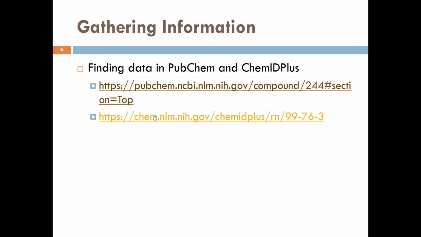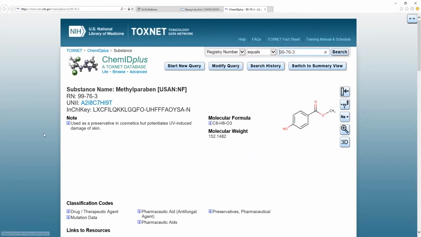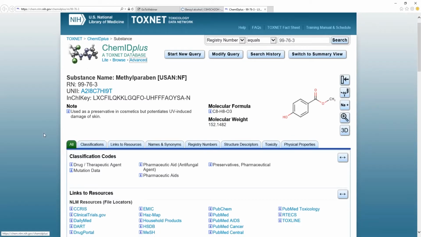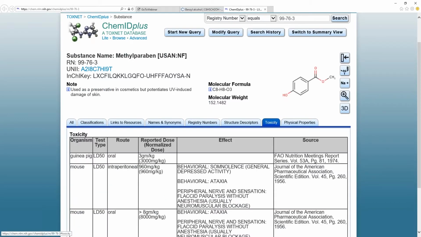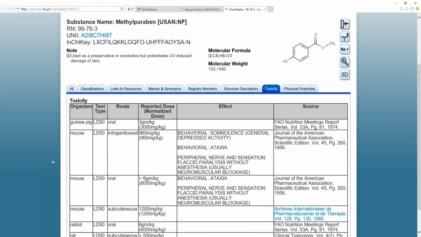We're also going to go to ChemID. ChemID is another good source for information. It's provided by NIH, and again, a lot of the information is here. It can be used for looking for this information. You will see it has the toxicity information and the properties just as well. So we can go to toxicity, and this is for the methylparaben.